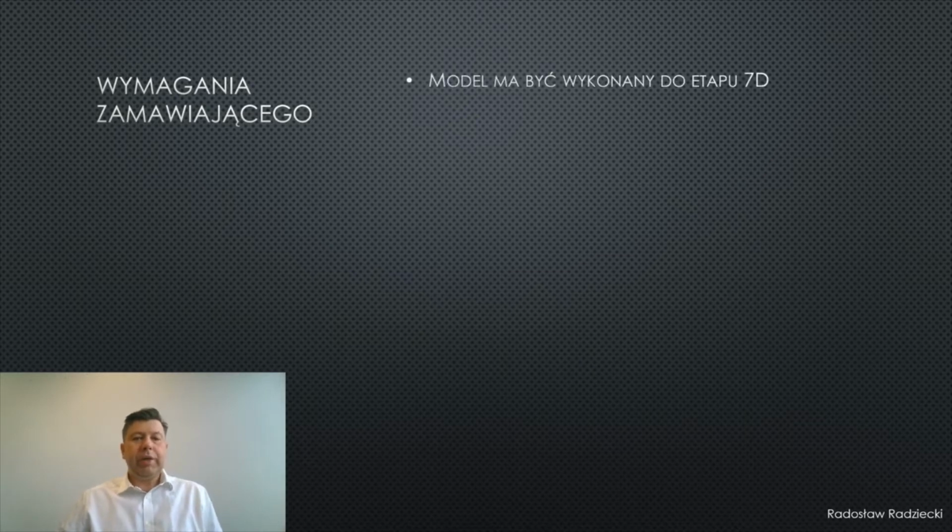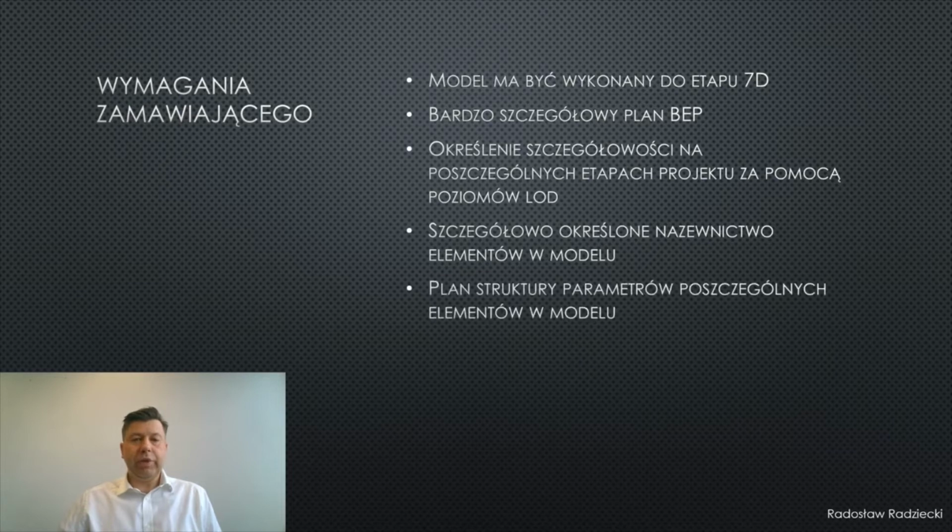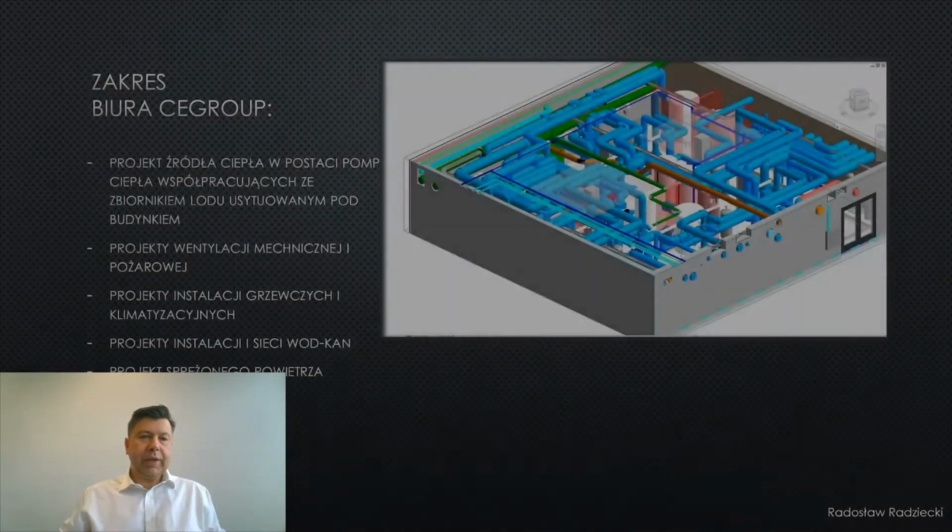The buyer, as a public authority, on the competition level has raised the bar very high for BIM. The requirement is that 7D needs to be included, and a BEP plan needs to be included, and the defining of details using LOD, the detailed names of individual elements of models, the parametrical structure of individual elements of the model, and the discipline codes for individual sub-industries.